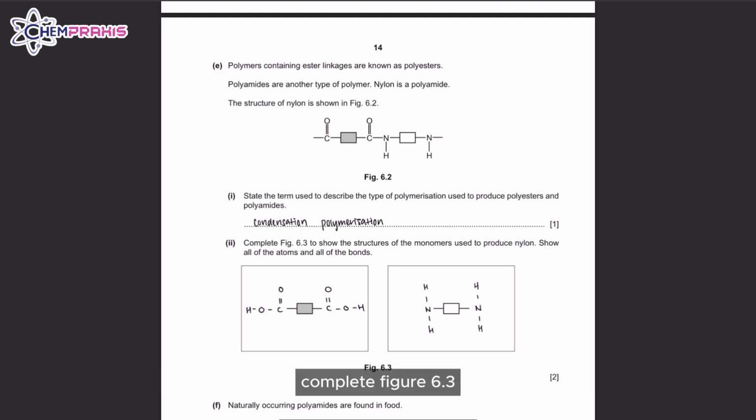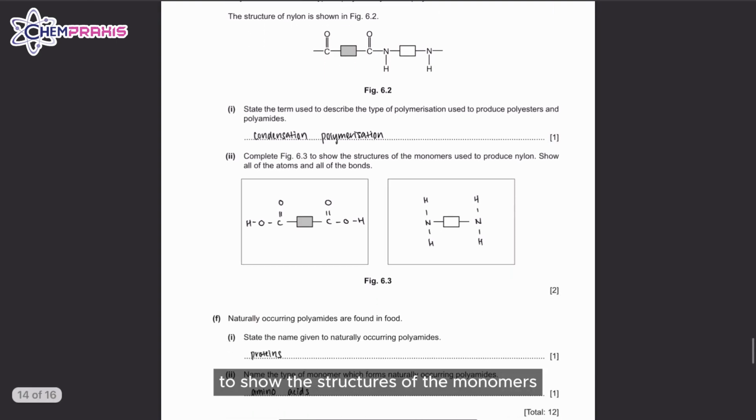Complete figure 6.3 to show the structures of the monomers used to produce nylon. Show all of the atoms and all of the bonds. Your structures should look like this.